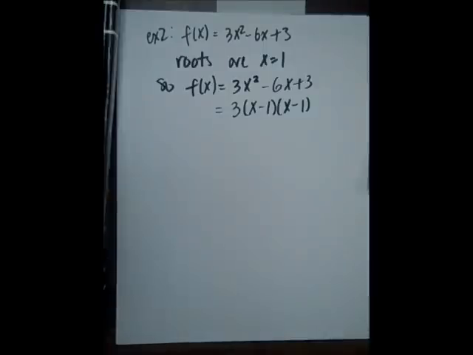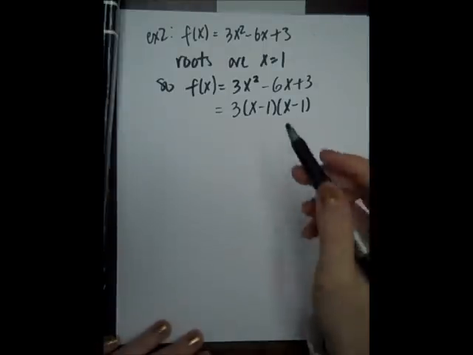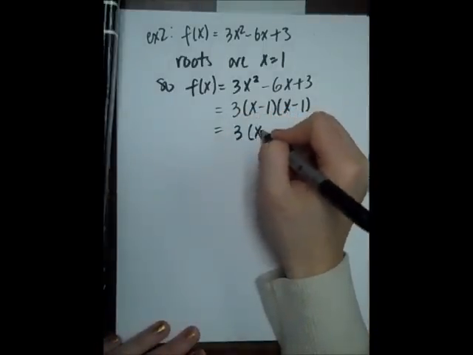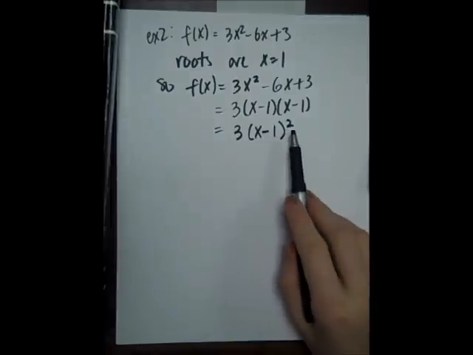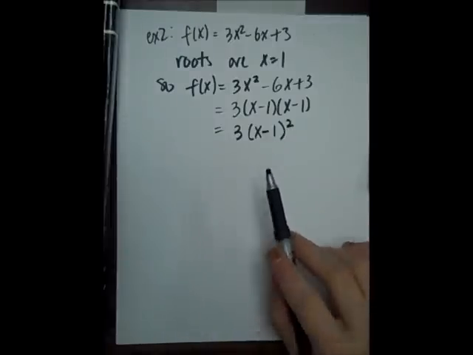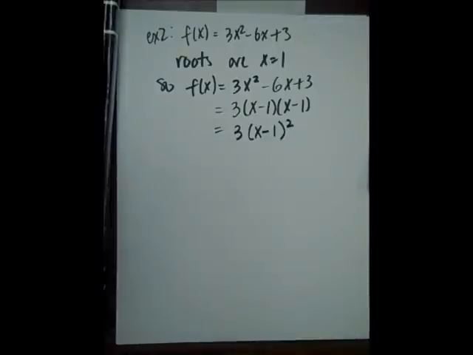The reason I write this twice is because there's only one root, so it's 3 times x minus 1 squared. Again, this squared term tells you this is a double root, so that is the only root. So that's how you factor it. Our third example didn't have any roots, so we can't factor that any.